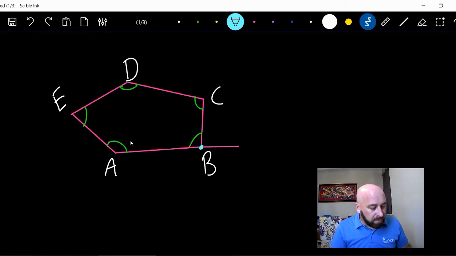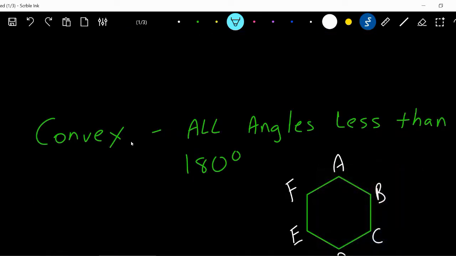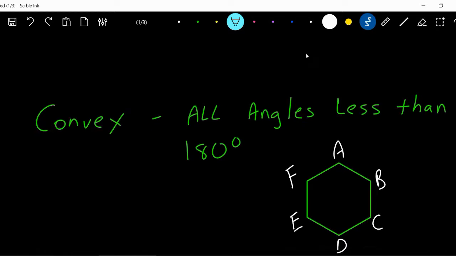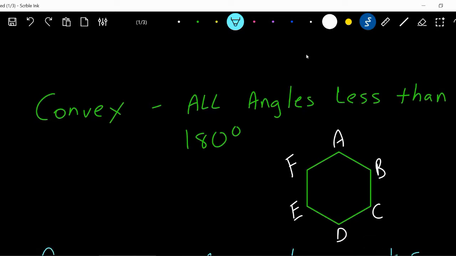Let's see, a couple more things here. Convex. A convex polygon is a polygon that has all angles less than 180. I guess this is what we would be used to seeing for a shape. This would look like a normal, typical shape to us. And so what we have is a shape where every single angle is less than 180 degrees.